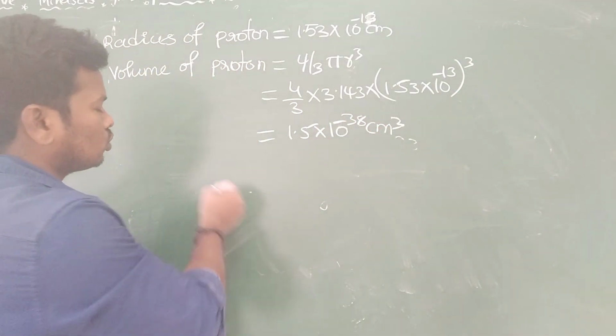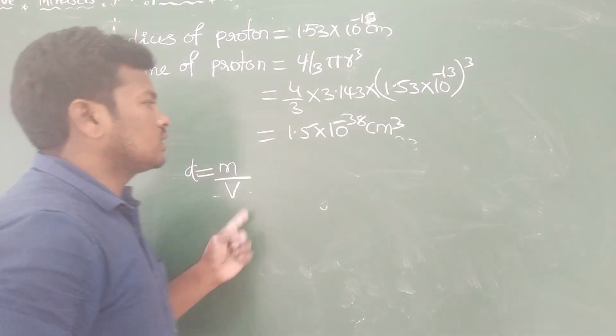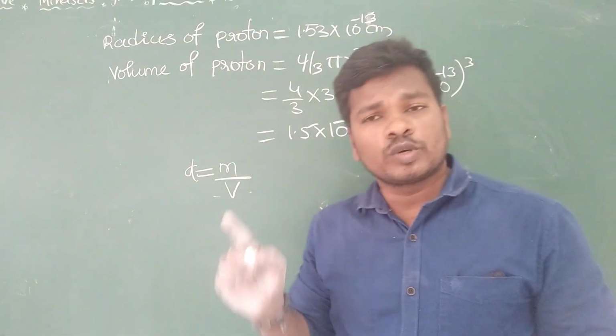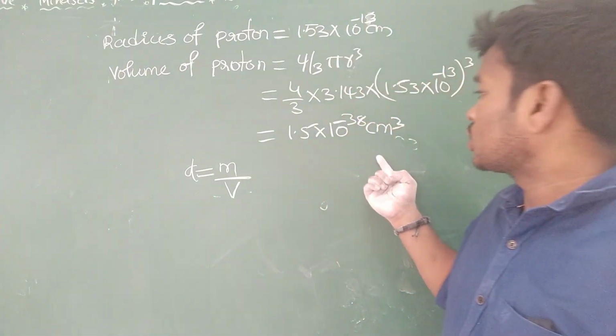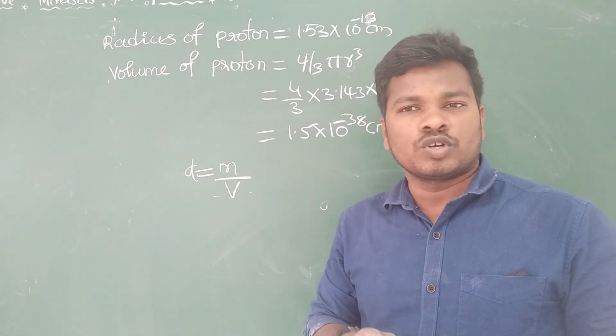By this you can calculate that density is equal to mass by volume. We got the volume and we know the mass. Volume is equal to 1.5 into 10 to the power of minus 38 centimeter cube and the mass is equal to 1.672 into 10 to the power of minus 24 grams.